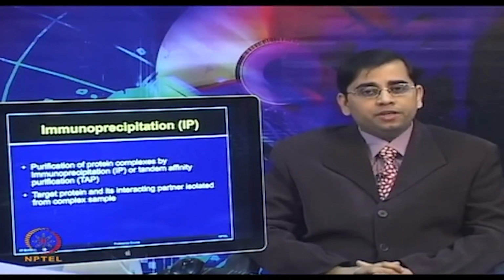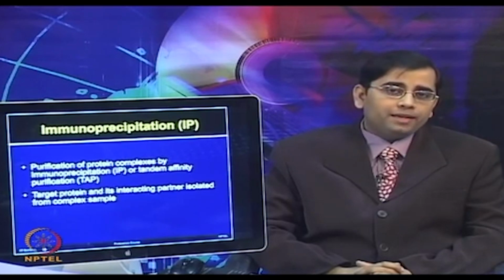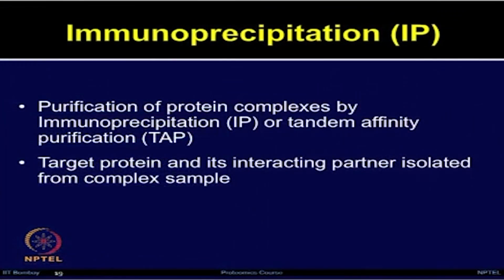So, the purification of protein complexes is performed by immunoprecipitation or tandem affinity purification methods. The target protein and its interacting partners are isolated from a given complex sample, and then by using different types of tags, these proteins can be isolated from the mixture and then further processed, which I will describe in the next slide.